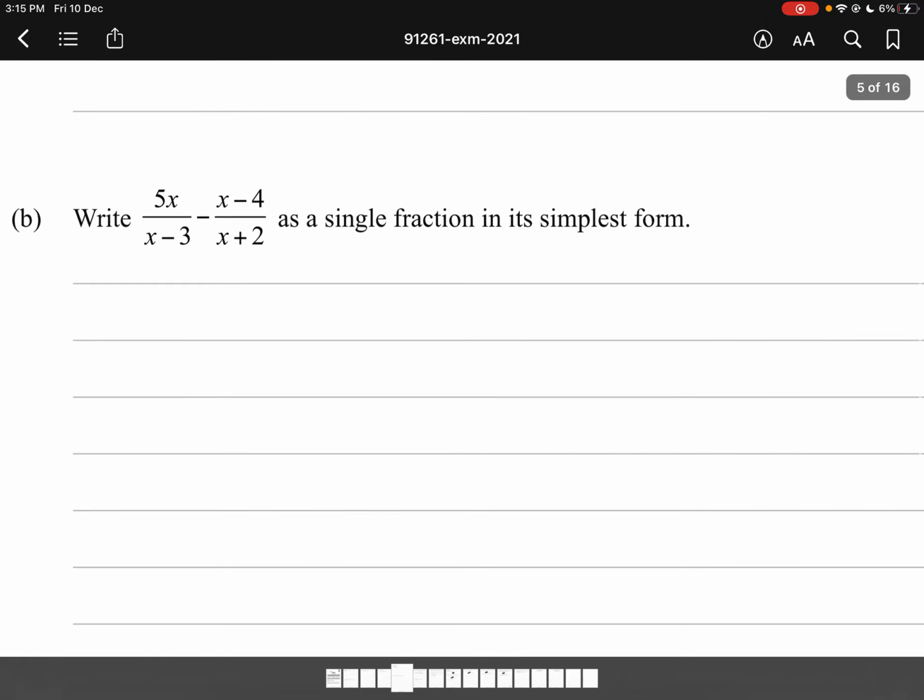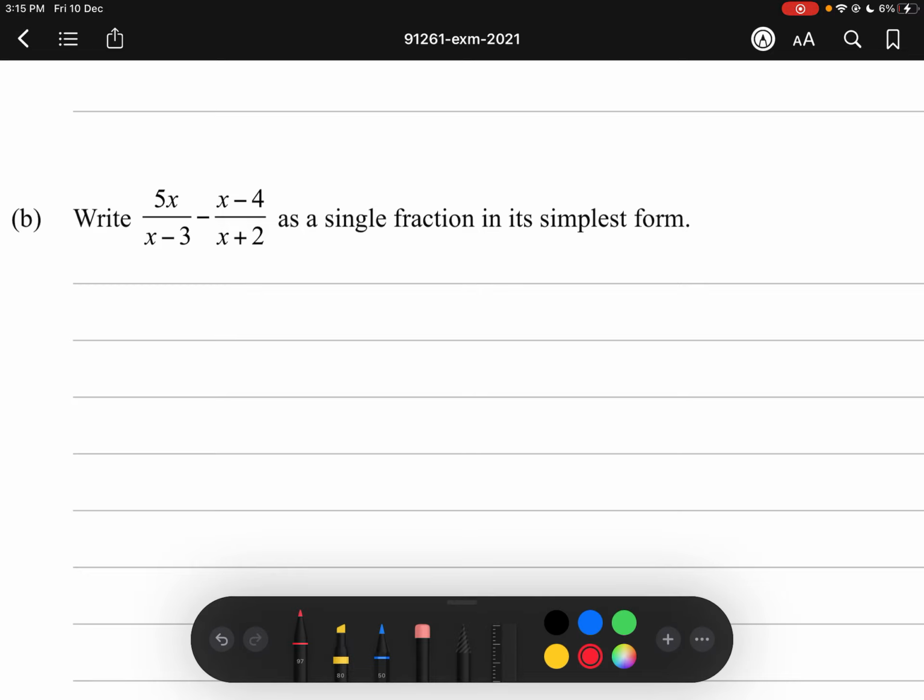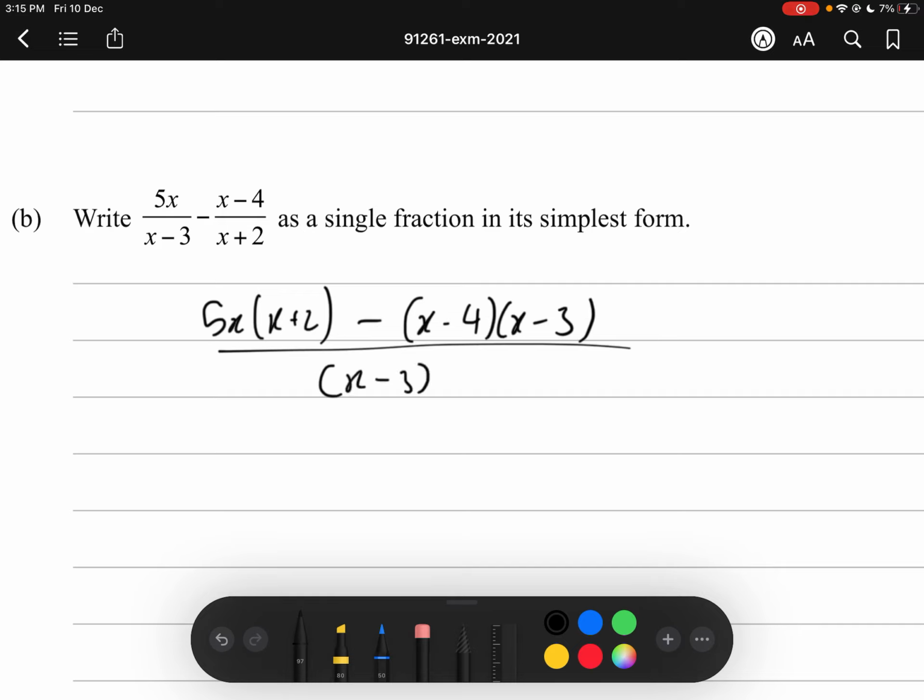Write 5x over x minus 3 minus x minus 4 over x plus 2 as a single fraction in the simplest form. So in this case, we're just going to do our cross multiplication and then form our single fraction. So we're going to have 5x times x plus 2 minus x minus 4 times x minus 3, all over x minus 3 times x plus 2.